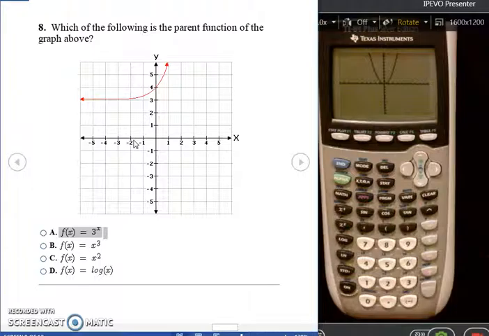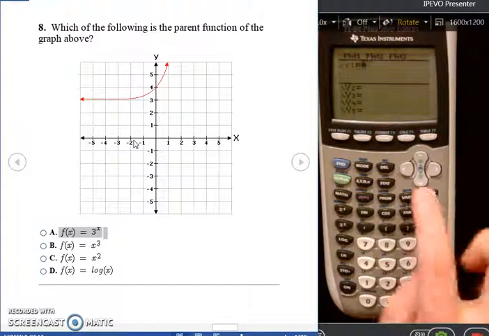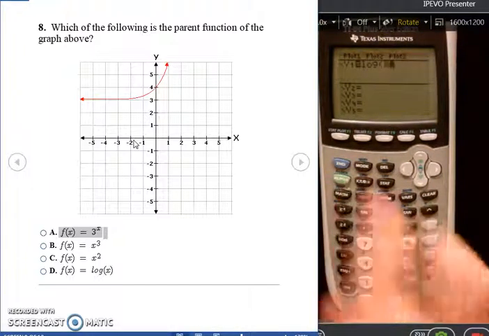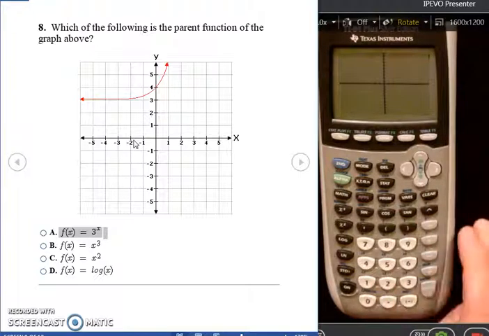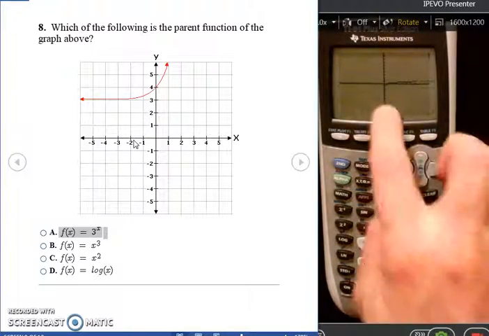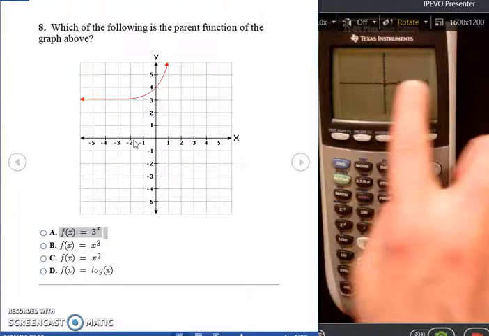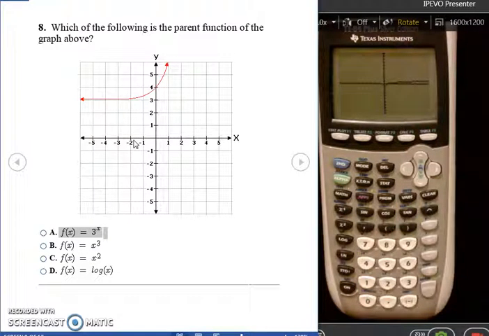And then I'm going to try the log. So I'm going to press y equals and clear that out and press log x in parentheses and graph that. And this one increases really fast and then levels out. So it's not the same shape as D. So that means that A is definitely going to be my final answer.